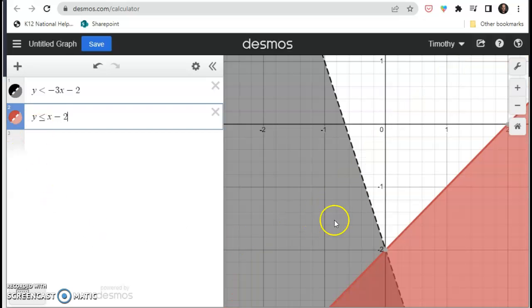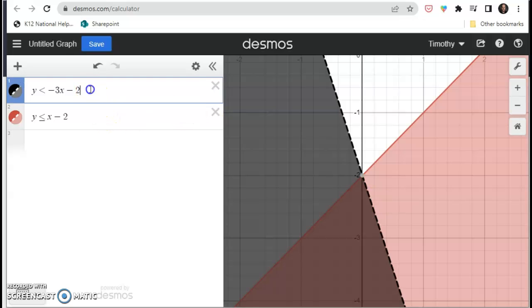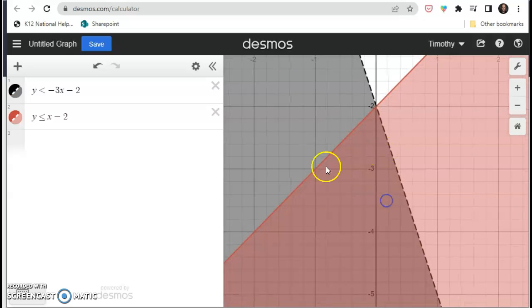The solution is all the points where the two shadings intersect. Notice the reddish line here is solid. We shade below. The top one was a dashed line and we shade below it. It's down here, this triangular region. All these coordinates in this triangular region make both inequalities true at the same time. And that is the answer to a solution of a system of inequalities. It's where the two shadings intersect.